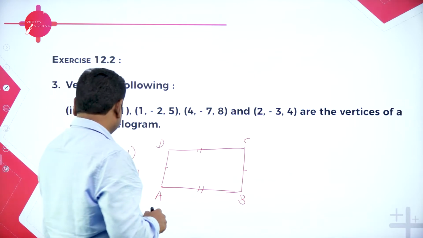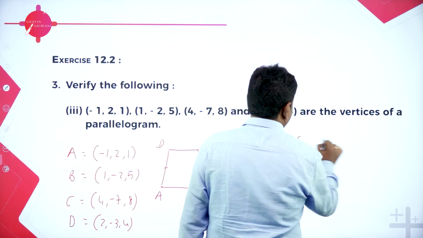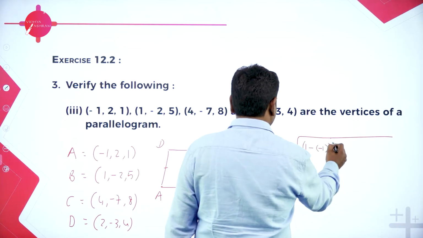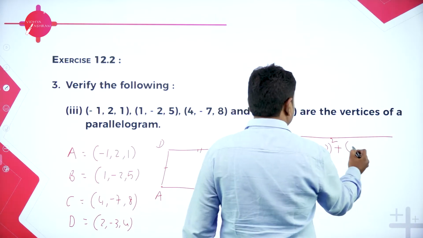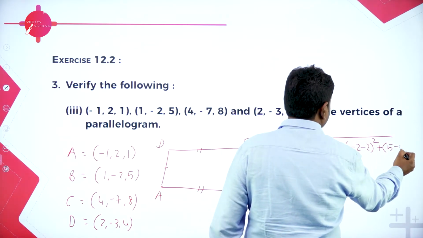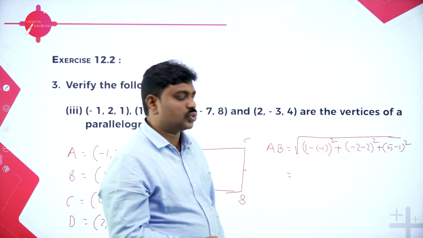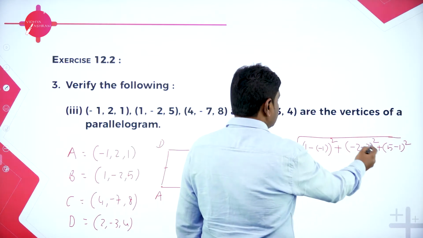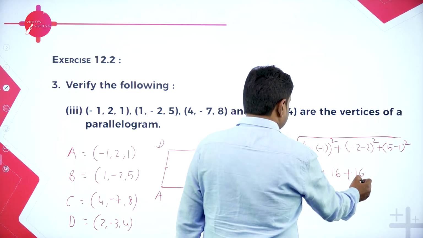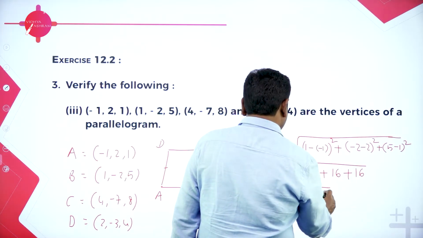So now AB, distance formula, x2 minus x1 means 1 minus of minus 1 the whole square plus y2 minus y1, minus 2 minus of minus 2, the whole square plus z2 minus z1, 5 minus 1 the whole square. Simplify this. 1 minus of minus 1 is 1 plus 1, is 2, 2 square is 4. Minus 2 minus 2 is minus 4, minus 4 the whole square is plus 16, 4 square is plus 16, so you'll get root 36, all of you know it is 6.